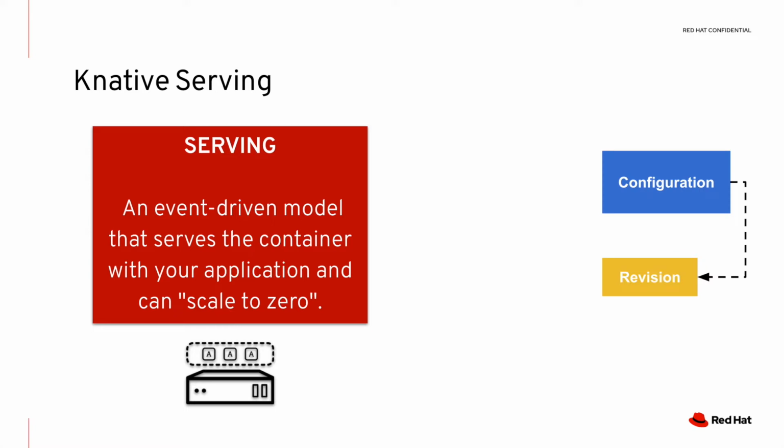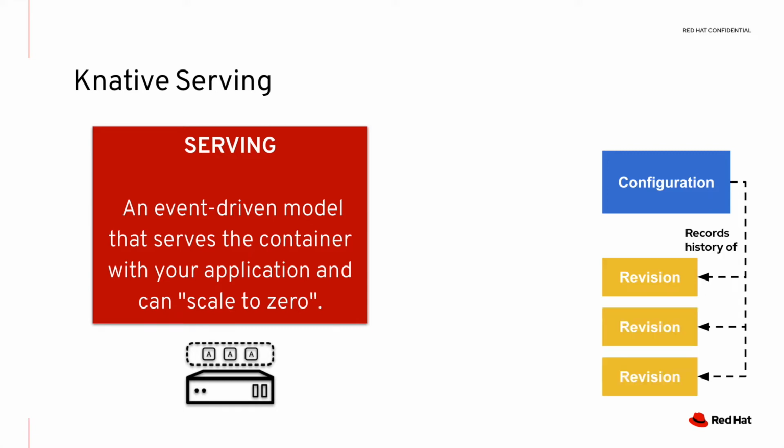First, there is configuration and revision. Now, these two are heavily tied together. Configuration literally represents the configuration that is needed for an application, like the image you want to run, the environment variables you want to set, and things like that. And a revision is an immutable snapshot of a configuration. So every time you change the configuration, it will generate new revisions.